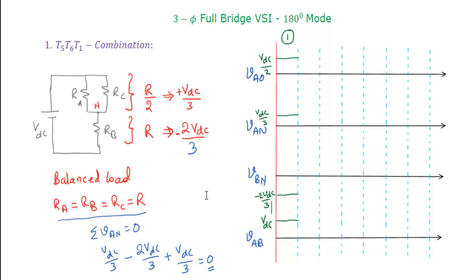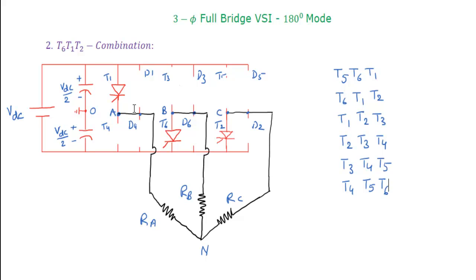Likewise, we will discuss the other combinations and conclude what the phase and line voltage waveforms will be in case of star connection. Okay, so the first combination is done. Then we are talking about the second combination here. The second combination in this case is nothing but T6, T1, T2.